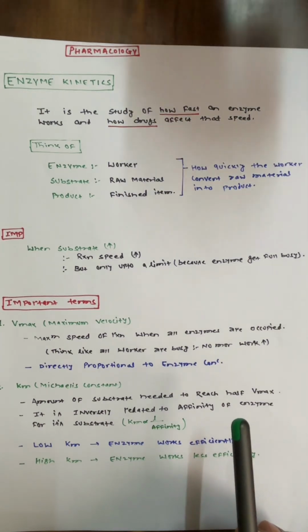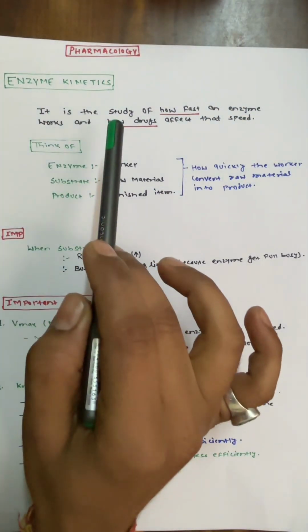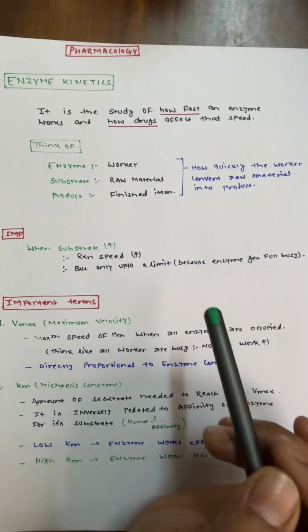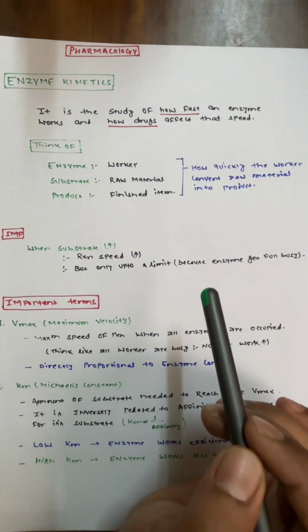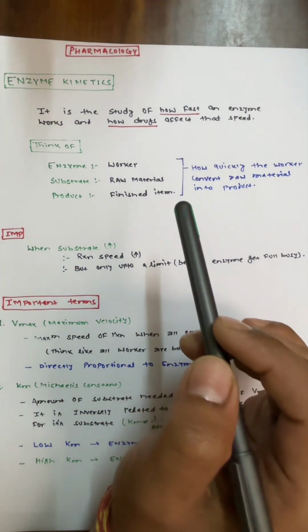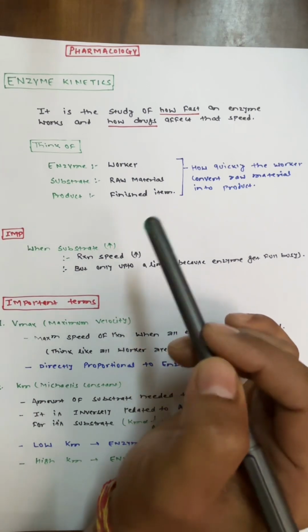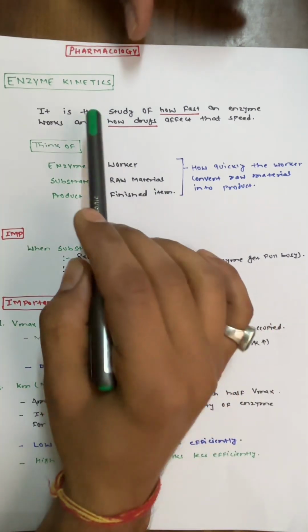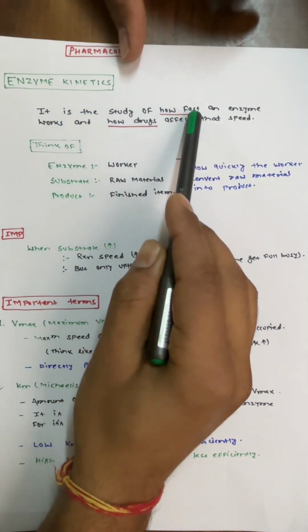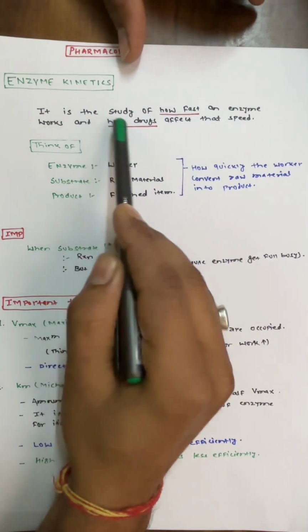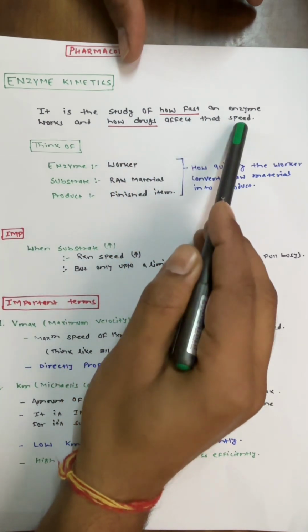So let's first understand what is enzyme kinetics. In simple language, enzyme kinetics is the study of how fast an enzyme works and, more importantly for us, how drugs affect that speed.